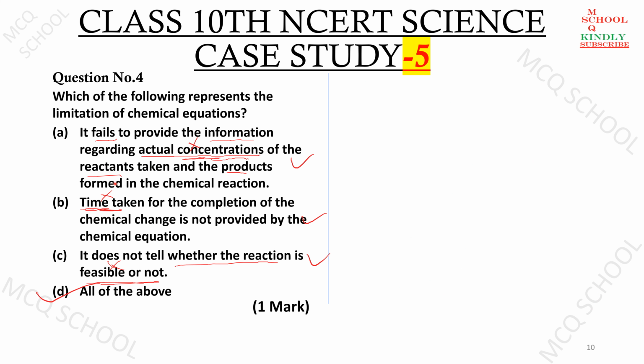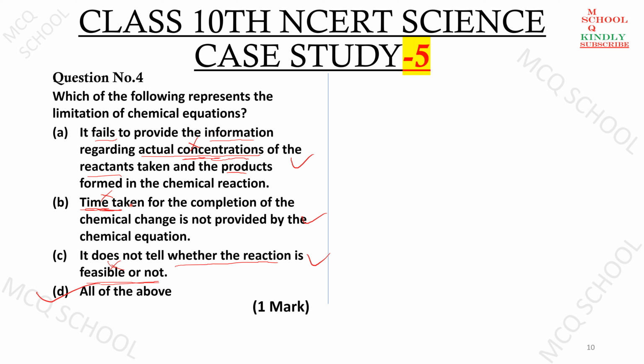Let us take question number 4. Which of the following represents the limitation of chemical equations? What are the limitations that it's asking? First, it fails to provide the information regarding the actual concentration of the reactant. That is true, it doesn't provide the actual concentration of the reactant. Maybe it is mixed with water as a solution and written as aqueous, but there may be a percentage of water mixed in there that is not actually written in that equation.